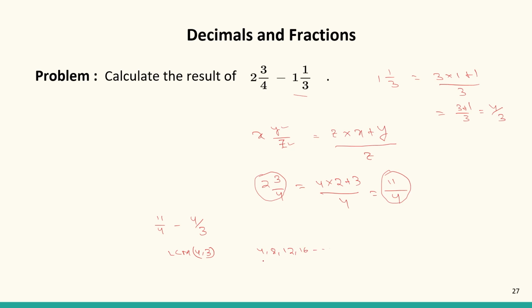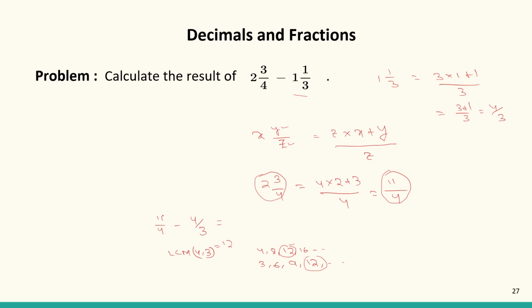Or so on, and then we have 3, 6, 9, 12 and so on. So the lowest common multiple, this is the common one here. Nothing is lower than this, so this is the lowest common multiple. So the answer is 12 for the LCM of 4 and 3.